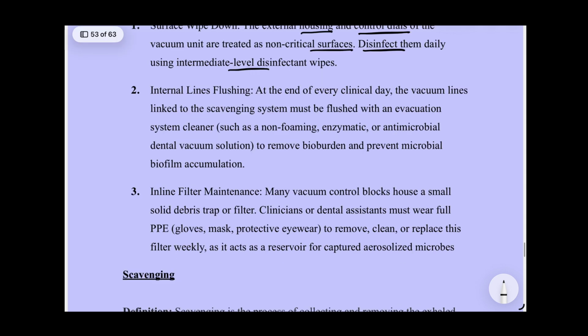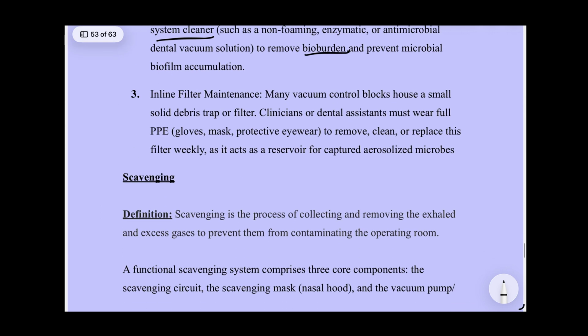Then internal line flushing. At the end of every clinical day, the vacuum lines linked to the scavenging system must be flushed with an evacuation system cleaner to remove bioburden and prevent microbial biofilm accumulation. Then inline filter maintenance. Many vacuum control blocks house a small solid debris trap or a filter. Clinicians or dental assistants must wear full PPE to remove, clean, or replace this filter weekly, as it acts as a reservoir for captured aerosol microbes.